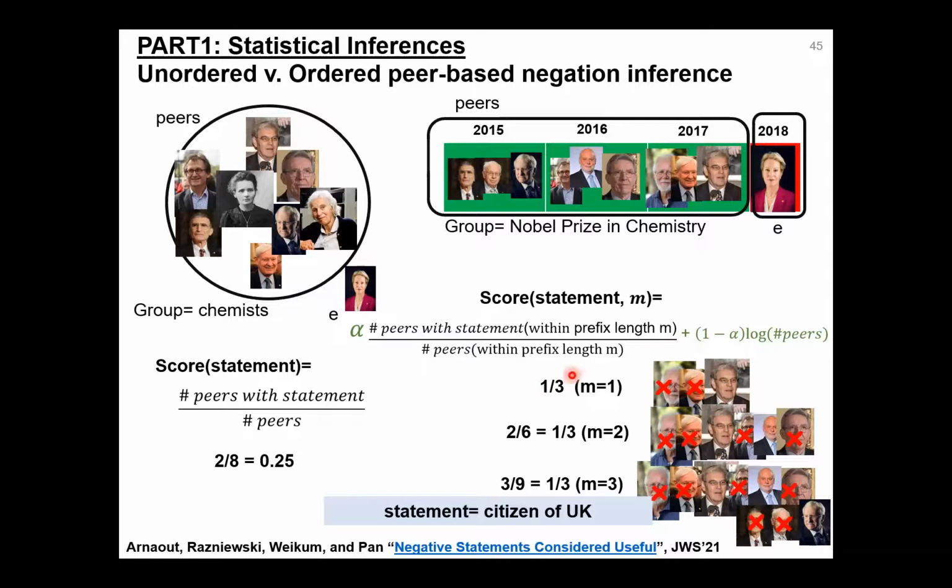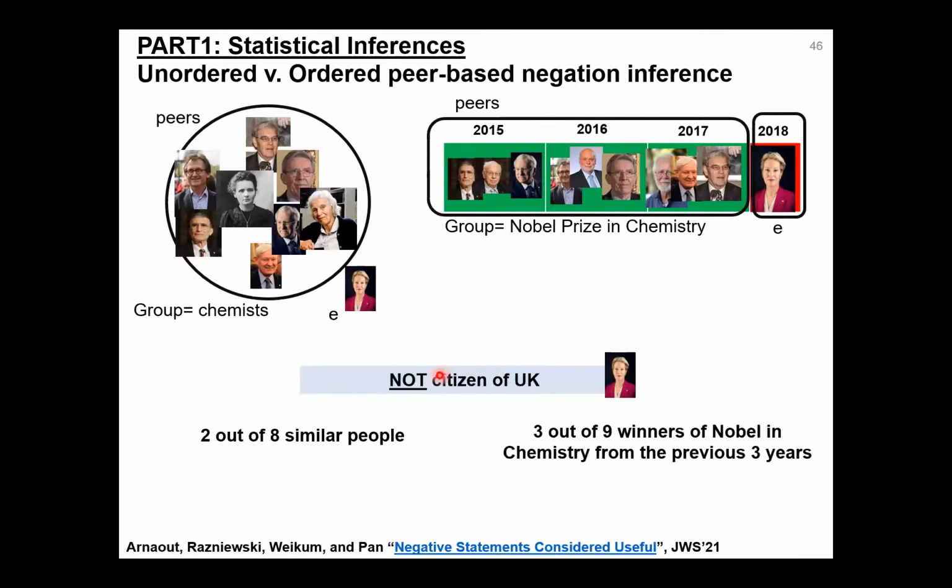So at this position, I only read 3 peers. At this position, I read 9 peers. So if it's the same score for both of them, I should reward the one where I read more peers. And this would end up being, for the not citizen of the UK, 2 out of 8 similar people or similar chemists for the previous method. And for the new method, it would be 3 out of 9 winners of the Nobel Prize in Chemistry from the previous 3 years.